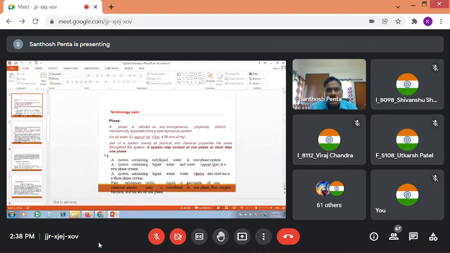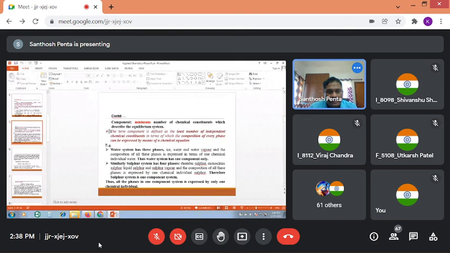Okay. Now, next one is component. What is the definition of component? F is equal to C minus P plus 2. Now we discussed P just now. P stands for phases. What is the definition of phase? That which is homogeneous, physically distinct, mechanically separable from a heterogeneous system is called a phase. Now I am going to explain the definition of chemical components according to the scientist Willard Gibbs.